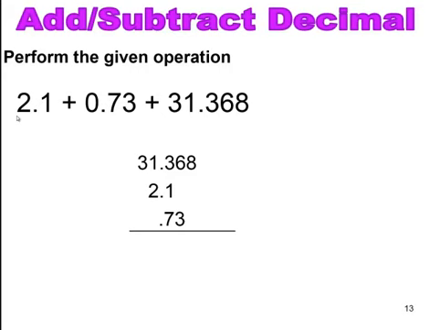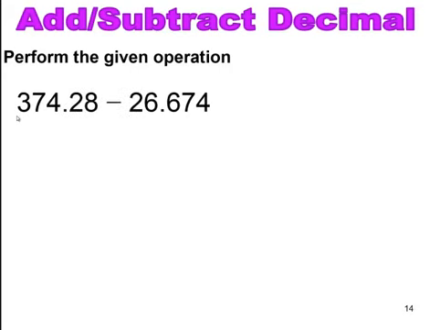So make sure you're lining up the decimals and adding in those spots with the zeros. And then when you do the addition here, you should have gotten 34.198. Pause and try.